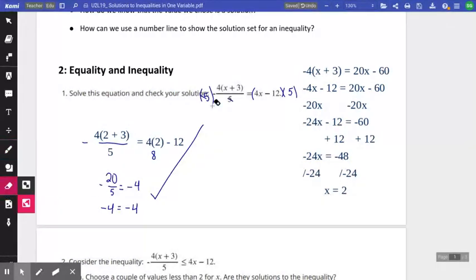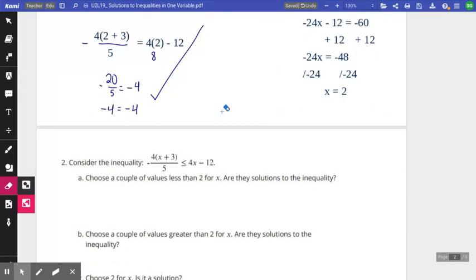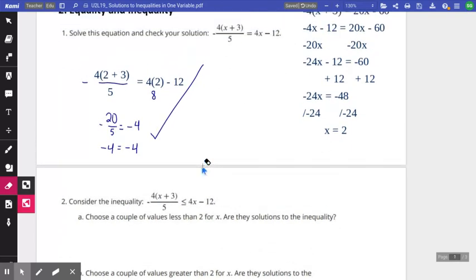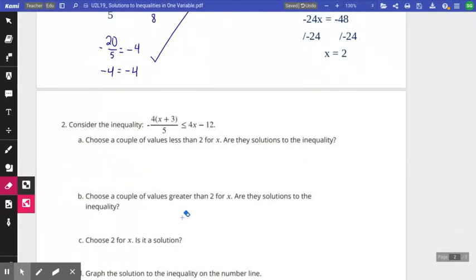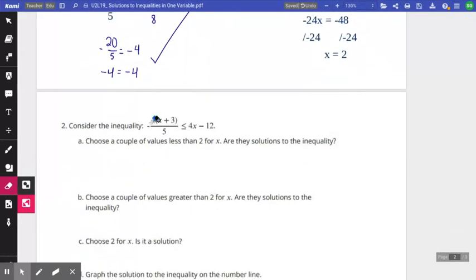For the second part of this activity, remember we're comparing equations and inequalities. So I'm going to draw our attention real quick back to that original equation here. For the next part, they're having us consider this inequality. This inequality is identical to that equation we just saw and solved, except for the fact that it's no longer an equation. Instead of an equal sign, we've got an inequality sign. And they're going to have us do a couple things. For this inequality here, they ask us to choose a couple values less than 2 for x and identify, are they solutions to the inequality?